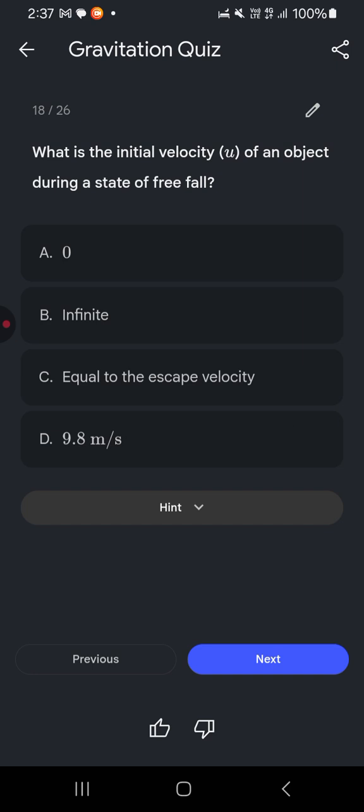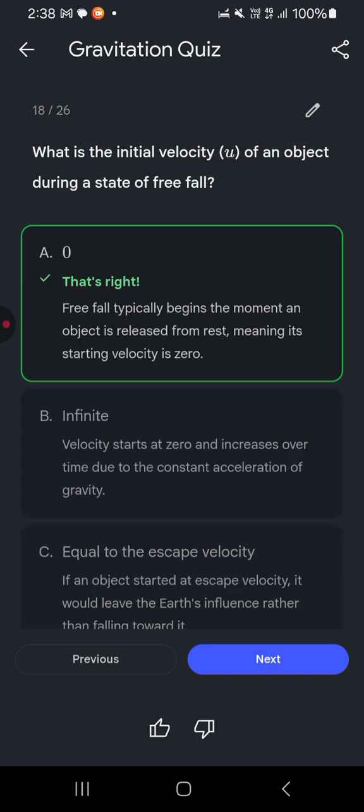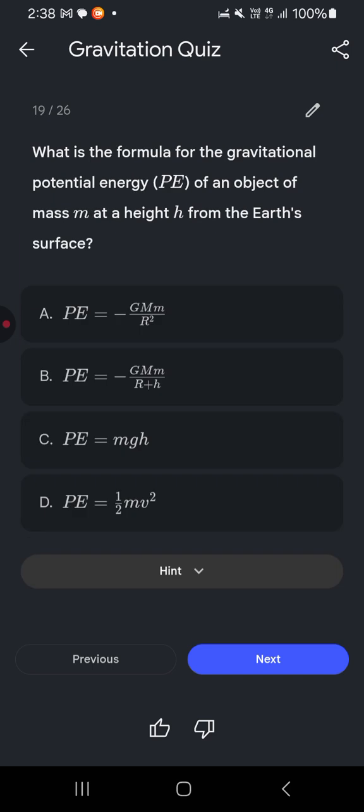What is the initial velocity of an object during a state of free fall? The correct option will be 0. Free fall typically begins the moment an object is released from rest, meaning its starting velocity or initial velocity is 0.